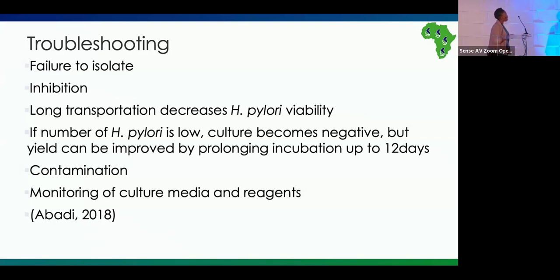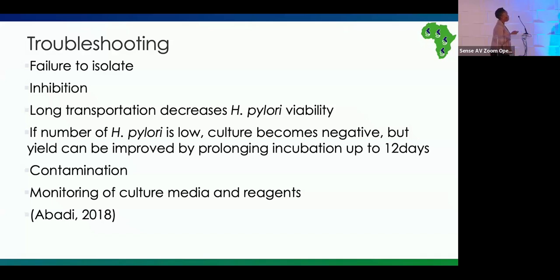Like I said earlier, sometimes there will be failure to isolate H. pylori. It doesn't mean the patient is not positive for H. pylori. You have to troubleshoot and investigate if the patient has been on antibiotics. Number two, in the process of collection and transportation to the lab, if the sample stayed longer than expected before the culture is done, this can inhibit the growth.